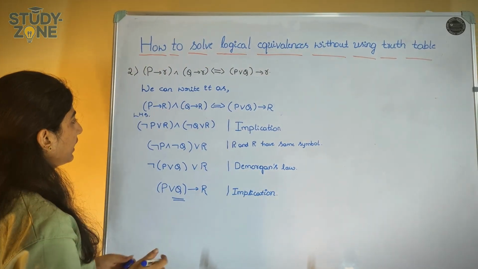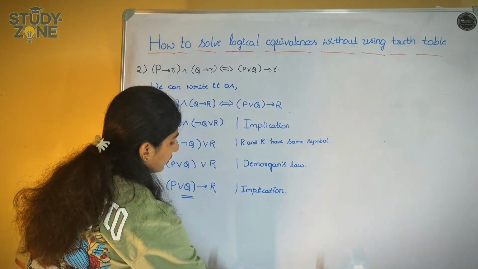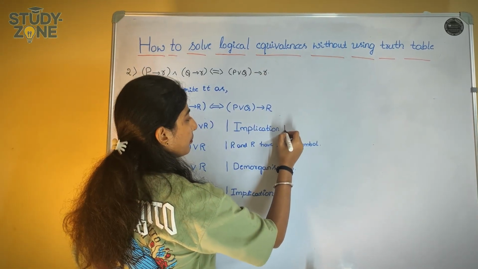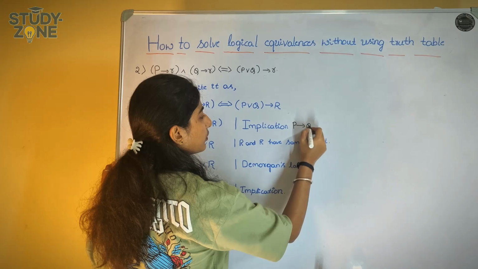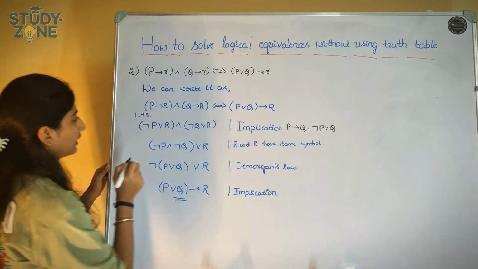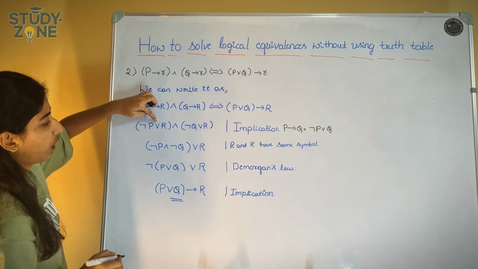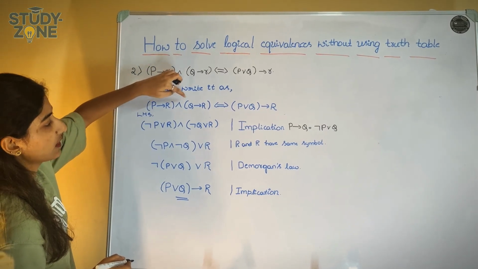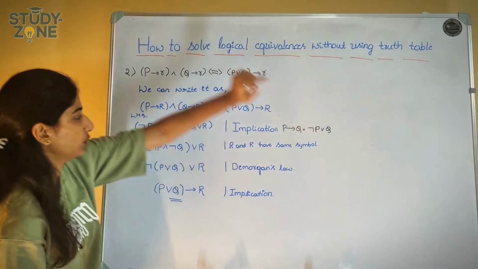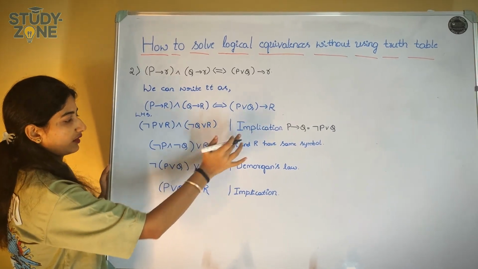If we consider the LHS, the first step is we have to solve the implication, right? So here in implication what will happen? In implication we have P implies Q, which is equal to not P or Q, correct? Here there is P implies R, which means not P or R, and Q implies R, same thing: P implies Q is not P or Q, here same thing, not Q or R. So it comes under implication.